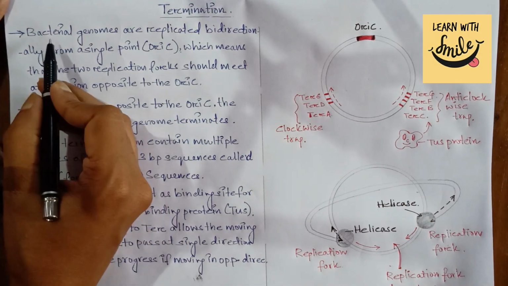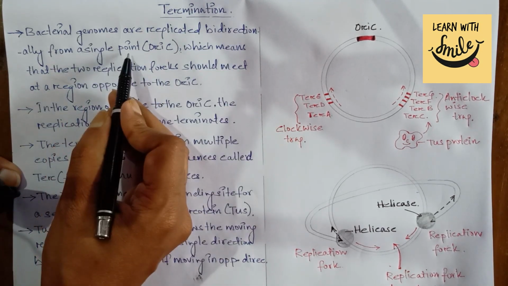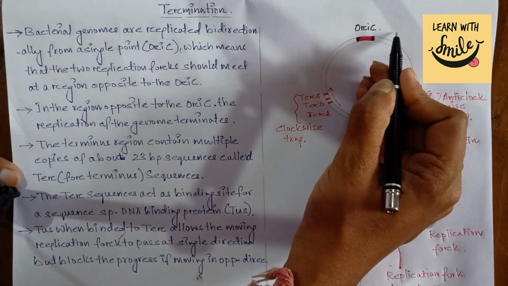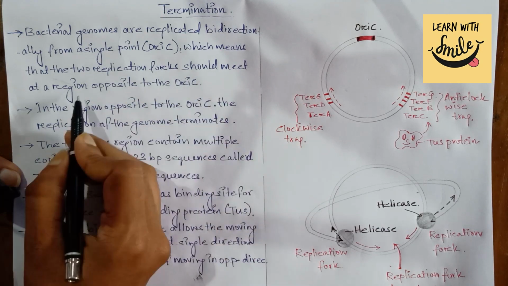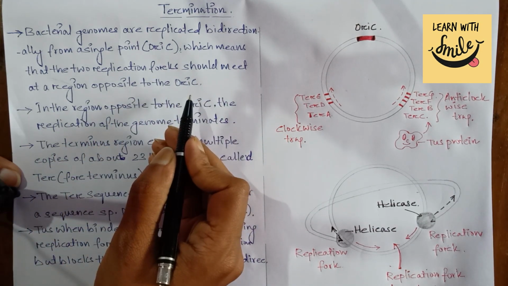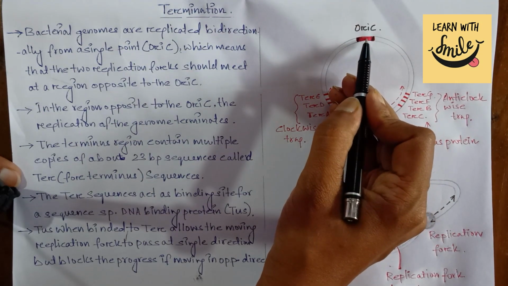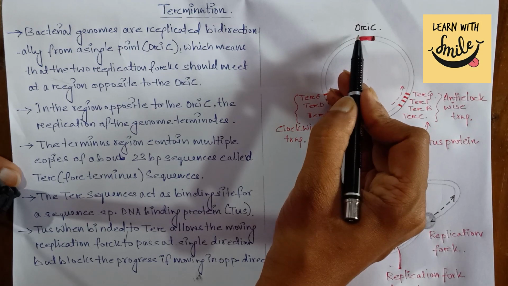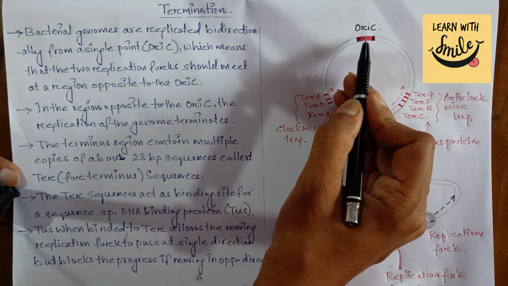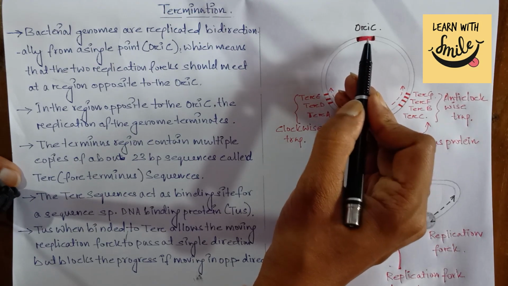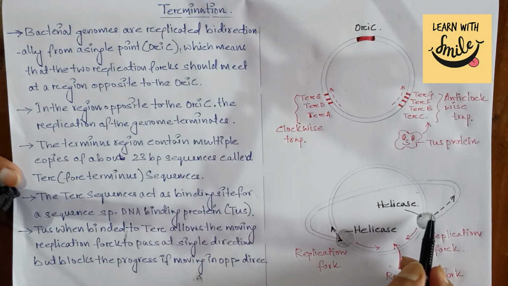As we know, bacterial genomes are replicated bidirectionally from a single point or region known as the ori C, which means that the two replication forks should meet at a region opposite to the ori C. Yes, definitely. Now we know that the process of replication begins from here, which is known as the ori C. With the initiation of replication, two different replication forks are formed, and they move opposite to each other in this way.